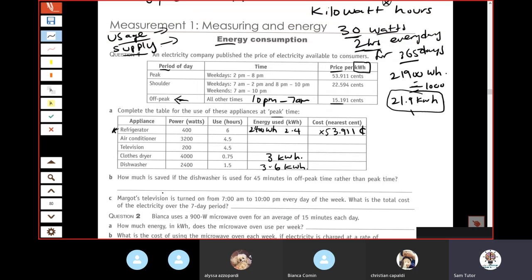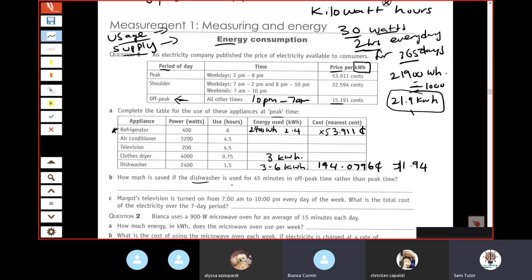How much is saved? You're making me do it. All right, fine. Dishwasher. How much is saved? So 3.6 times 53.911. That's 194.0796 cents for this. If you want it in terms of dollars, you just divide it by 100. Sorry, that's about $1.94.